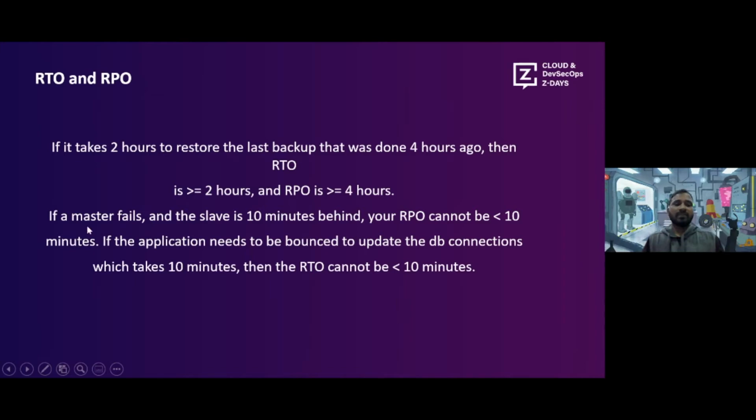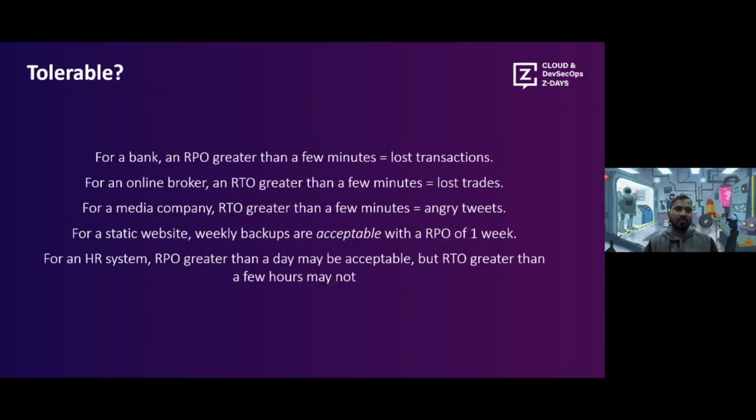Some other examples: if a master fails and the slave is 10 minutes behind, then your RPO cannot be less than 10 minutes. And if the application needs to be bounced to update the DB connection, and that takes more than 10 minutes, right? So these are simple, initial calculations of our disaster recovery models.